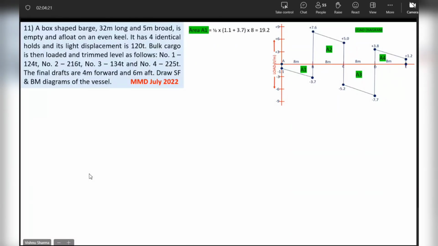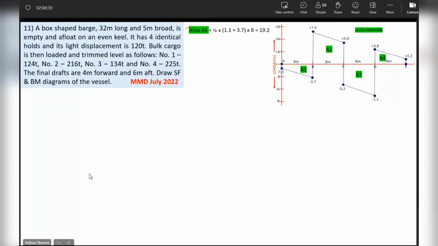A1 area will be the area of the trapezium, half into the sum of the two sides multiplied by the distance between them. Is area A1, 19.2, understood, guys, or does anybody have any doubts? Area A1 I have calculated here. Are you good?